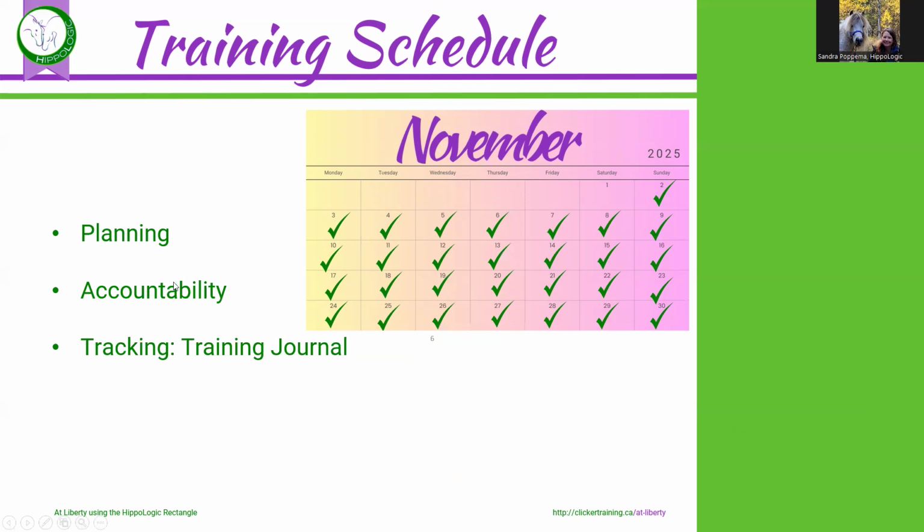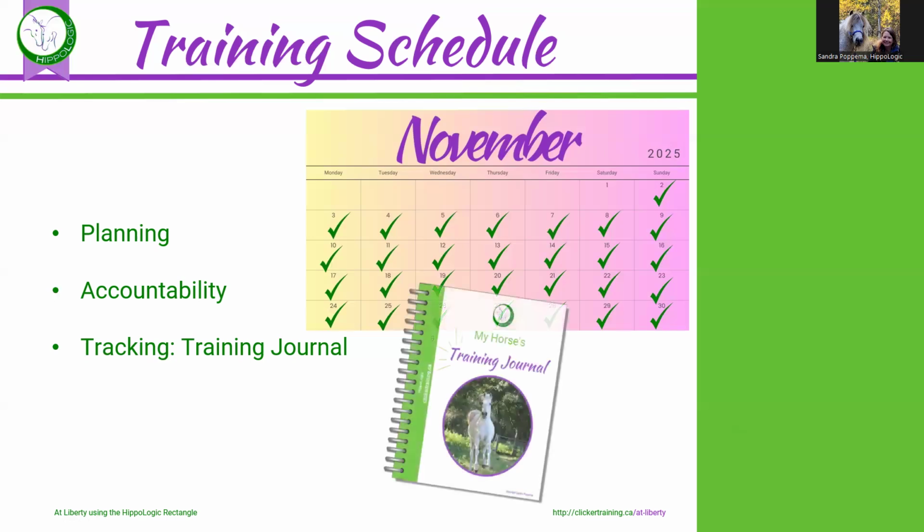And in the training schedule, you also need to have accountability. If you show up for the weekly coaching calls, you get accountability every week. And then the last thing that will help accomplish your goals is to track your training. When you track your results, you get clarity about what you're doing right and the things that you need to work on.